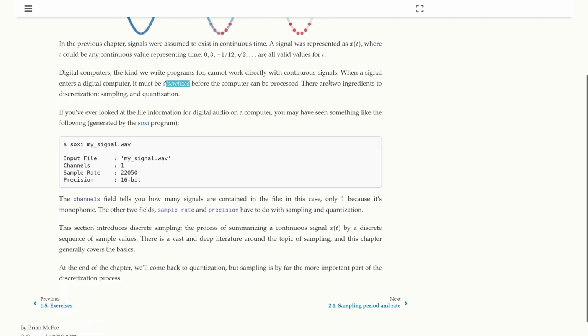So there are two ingredients of discretization, which are sampling and quantization.